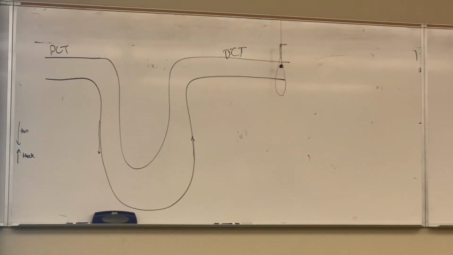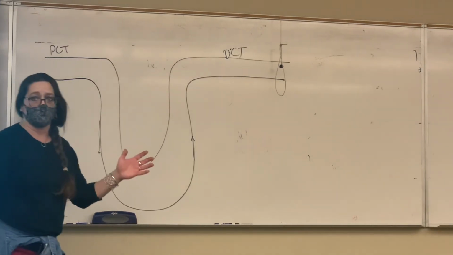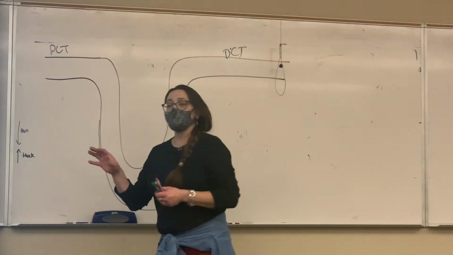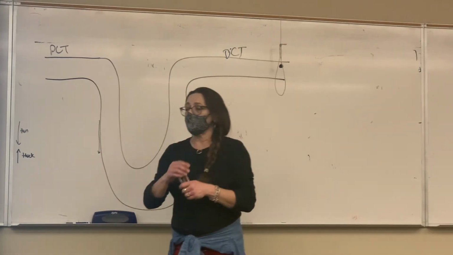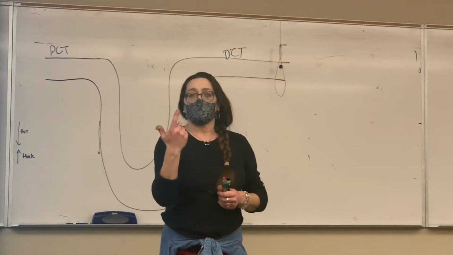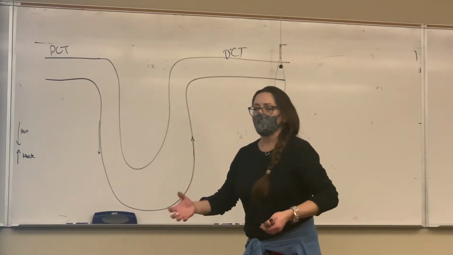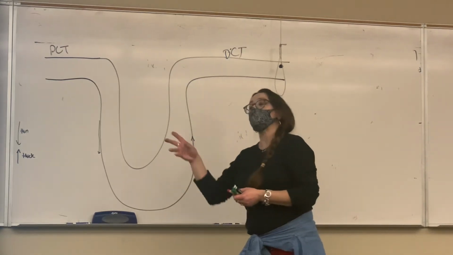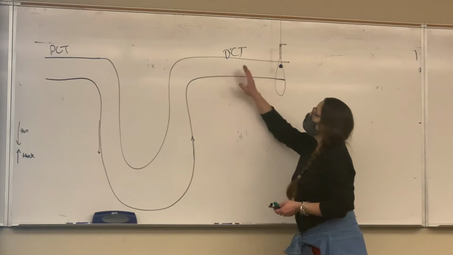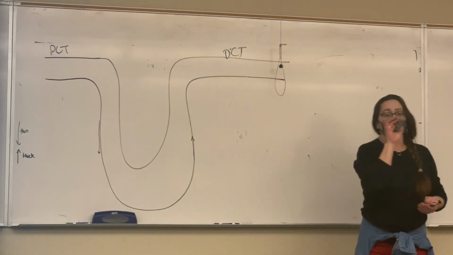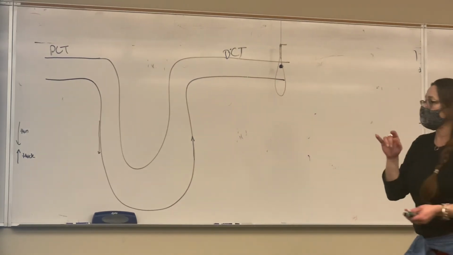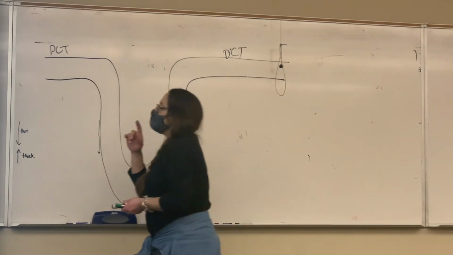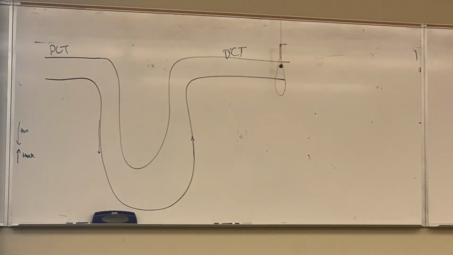Now remember, in the PCT and the loop of Henle, we just want to reabsorb as much as we can. We want to bulk reabsorb. This setup allows us to do a lot of bulk reabsorption of sodium chloride and water. It's a really good way of reabsorbing about half of the water and about 2/3 of the sodium and chloride still in that filtrate, so that by the time we get over here to the DCT, we can start fine tuning things. Now, let's talk about the benefits, and then we'll come back and talk about how this works.